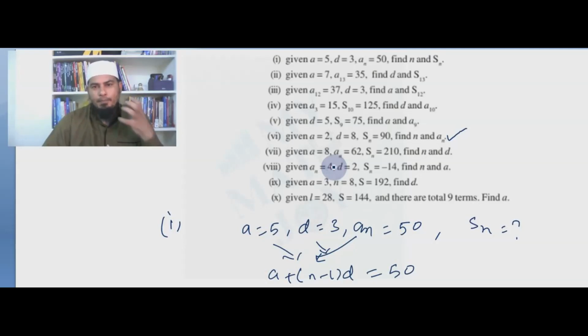It will make your arithmetic progression problems that easy. Please solve these other questions. What are the techniques? Write the given formula, the Sn formula also. By using one of the two formulas, with the given values, you can find the things you need to find. So let's move on to the next question.